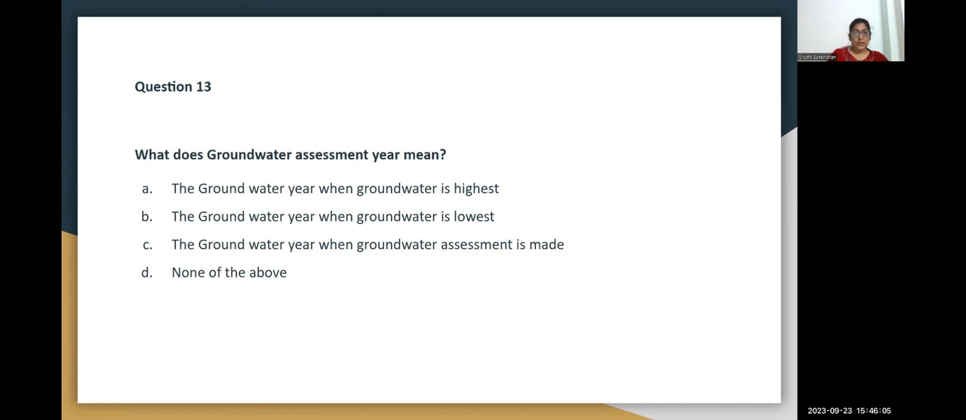Now, what does a groundwater assessment year mean? Again, these are some basic terms that are taken into consideration during the assessment of groundwater: a groundwater year, a groundwater assessment year, groundwater assessment units. Again, there are sub units. So there are a lot of terms that are taken into consideration, which are all available in the lecture series.